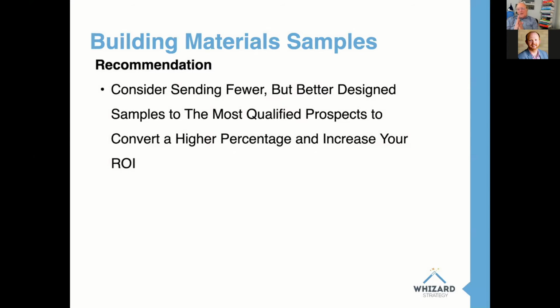So my recommendations. First, consider sending fewer but better designed samples to the most qualified prospects to convert a higher percentage and increase your return on investment. Many companies just go, oh, the more samples we send out, the better, right? And they're not looking at the conversion ratio of just sending those out. If you have a certain set sample budget, many companies will say, well, I have to keep reducing the cost so I can send out more samples. And I'd say, find ways to maybe send fewer but better designed sample programs.